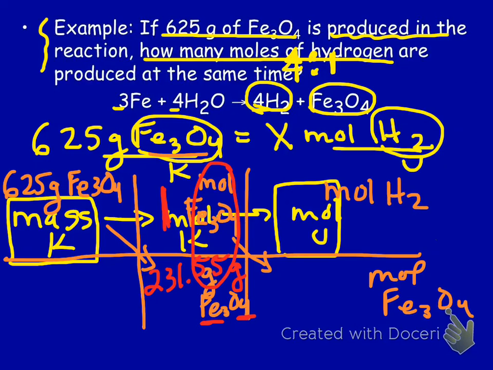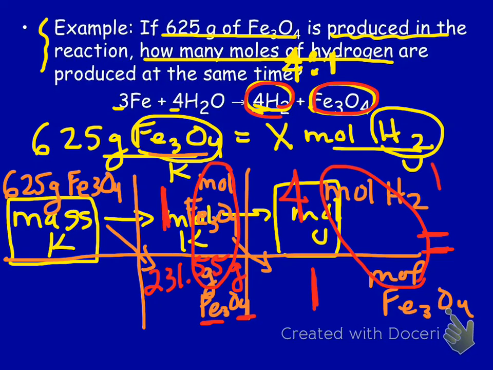231.55 grams. Next, I'm going to look at my ratio here, and that's a mole to mole ratio. Mole to mole ratio is always from the balanced equation. I circled that earlier. So it's 4:1 ratio, 4 hydrogens for every 1 iron oxide. And then we're going to go ahead and solve. So 625 times 1 times 4, all divided by 231.55. And you should get, when I round, 10.80 moles of hydrogen. And that's how you solve this problem.